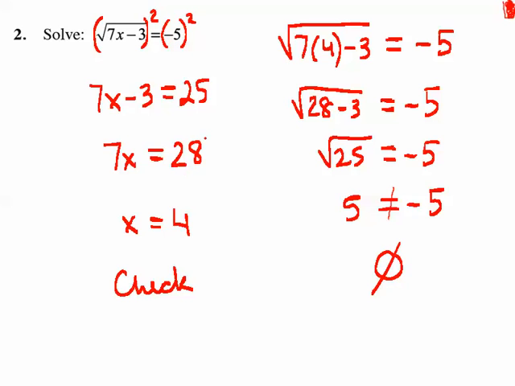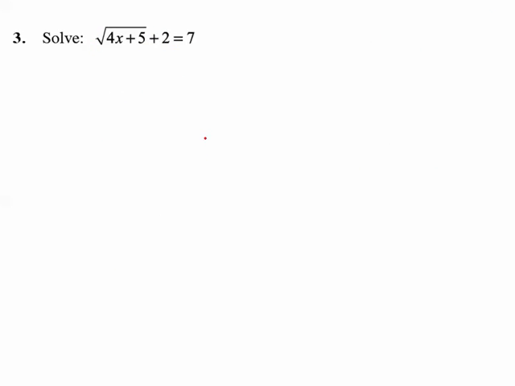Okay, with that, let's go on to this. What happens if the radical is not all by itself? Well, we're going to make it to be by itself on one side. So what should we do? Yep, subtract the 2 from both sides first before we do anything else. And I'll let you guys finish that off.